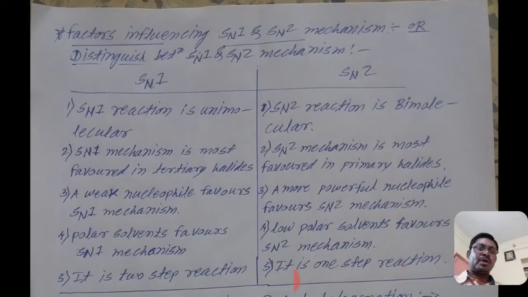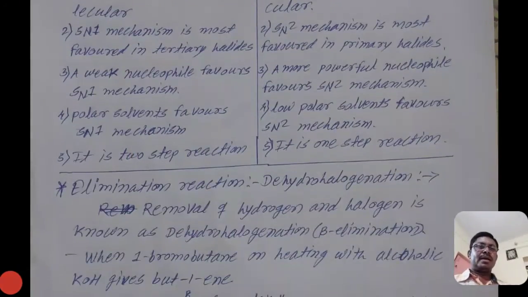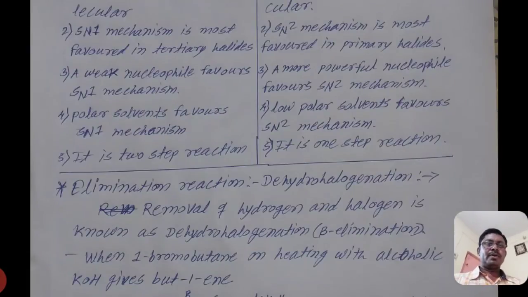Another point you must write: only 4 points for 2 marks. That is, the factors influencing SN1 and SN2 reactions, that means the factors to distinguish between SN1 and SN2 reaction mechanisms.